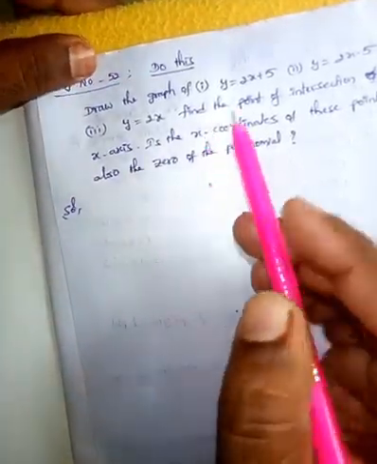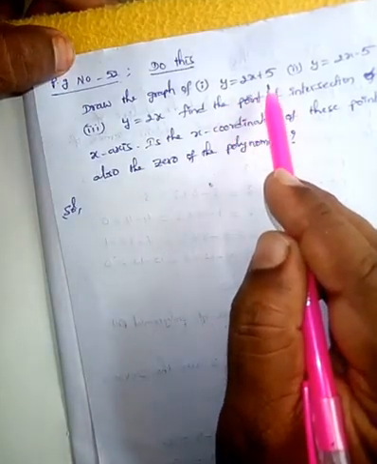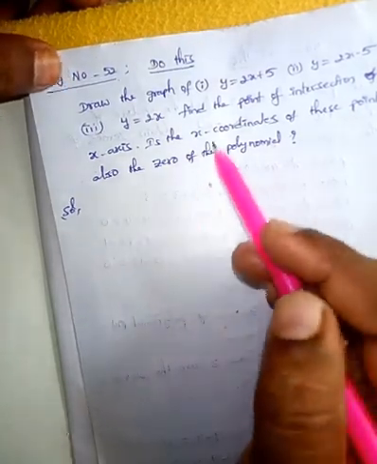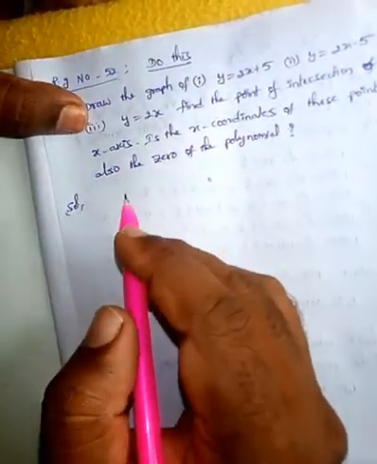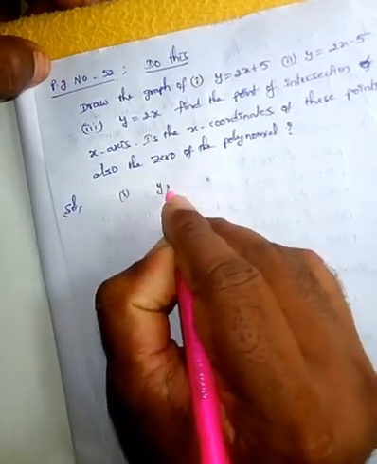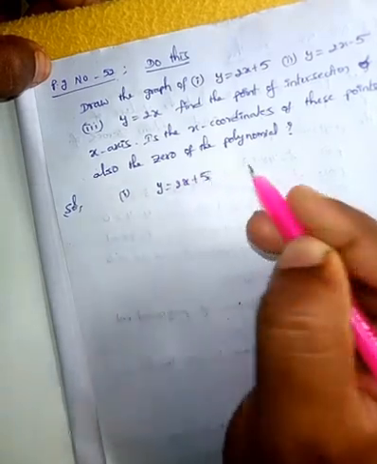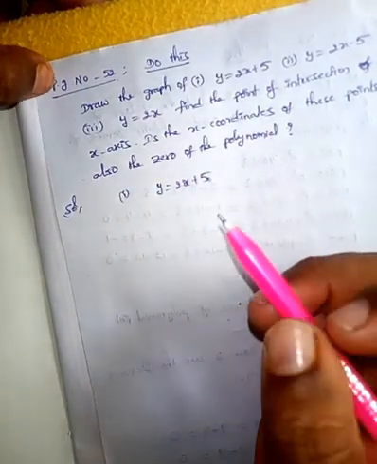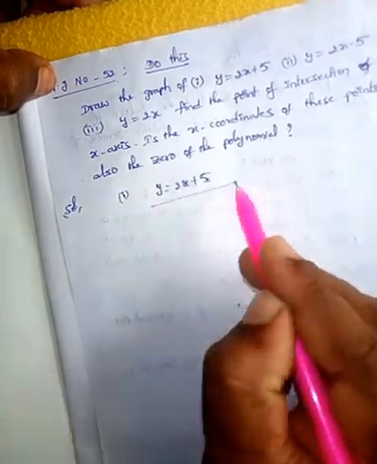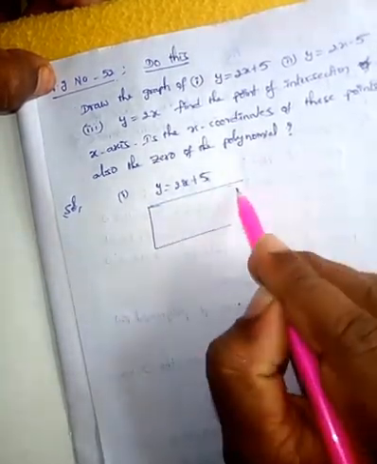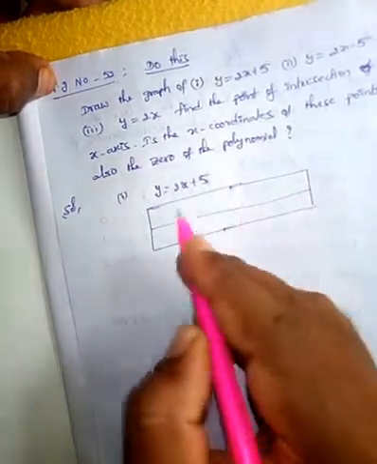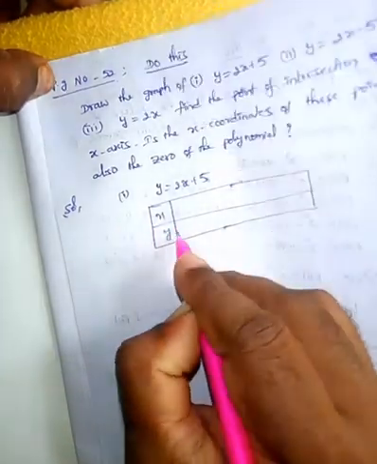First one, you have to draw the graph of y equal to 2x plus 5, and we have to find the 0 of the polynomials also from these graphs. First one, y equal to 2x plus 5. Okay, children, for drawing the graph we need xy coordinates. That's why create a table like this. X, y.